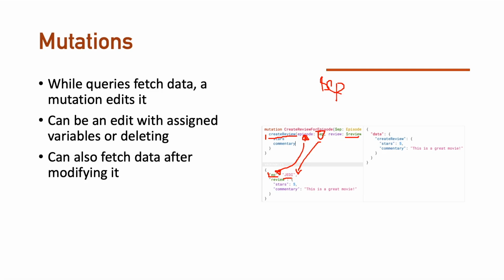Do keep that in mind. When we're actually hacking, this all needs to be URL encoded, otherwise it's just going to break. From that, we can also fetch the data afterwards. So we're creating the review here, and then from that, we're fetching the stars and the commentary. Really, very nice structure here, but it does take some getting used to, especially when you're writing stuff yourself.